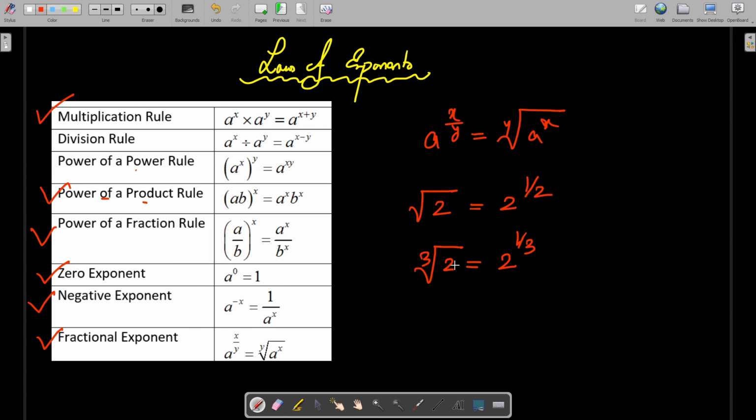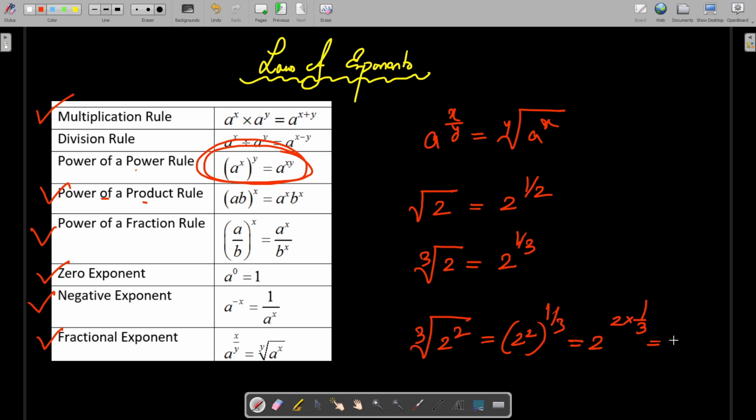Now, what if I make the 2 square, like this? Now, how am I going to write it? So this will become 2 square and the cubic root becomes 1 by 3. Now, we will use the power law. Here we multiply the powers, right? So here it will become 2 to the power 2 into 1 by 3. That will be 2 to the power 2 by 3. This is what this law means. I hope you understood all the laws of exponents.